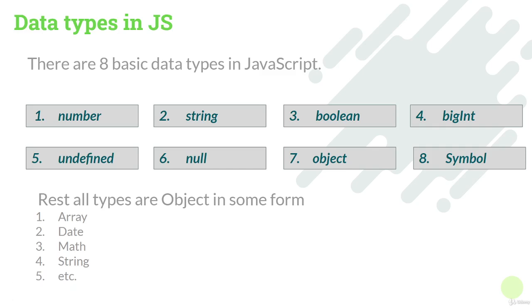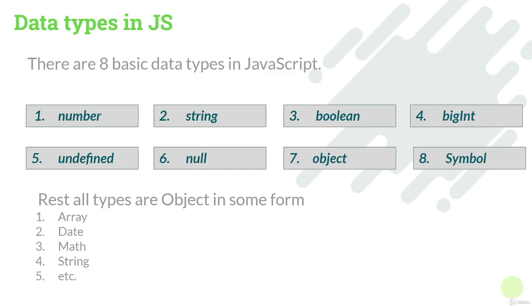Number is for any kind of integer or floating point, and in JavaScript we don't have any int data type or float data type. Everything is a number, and an integer has some length limit, that is 2^53 - 1, plus or minus.